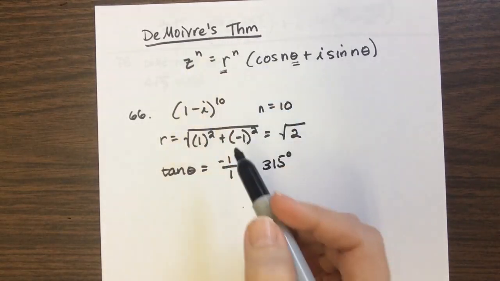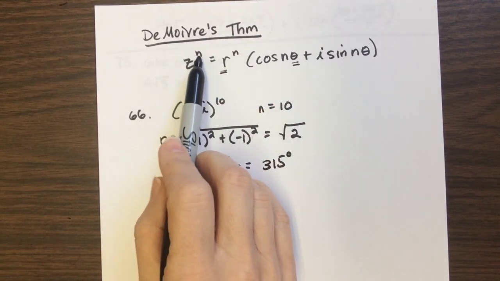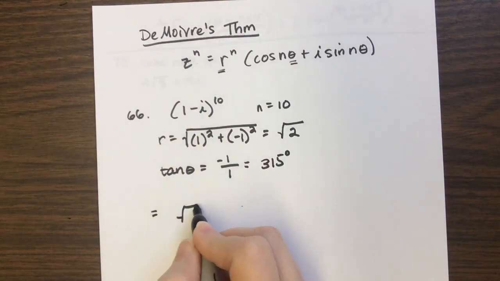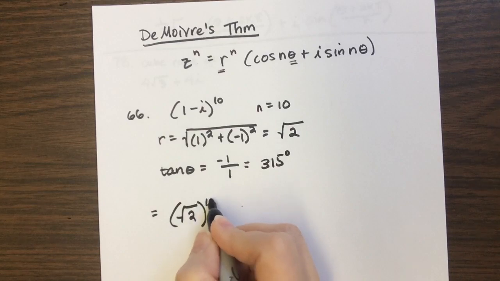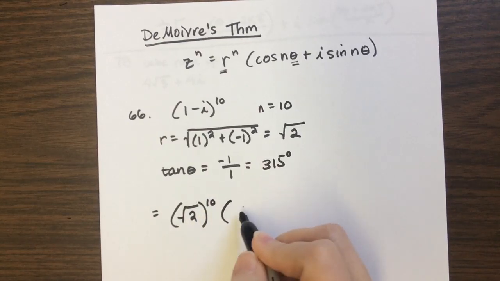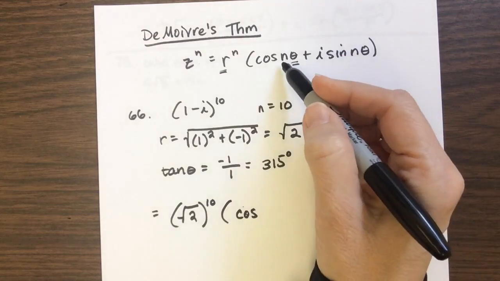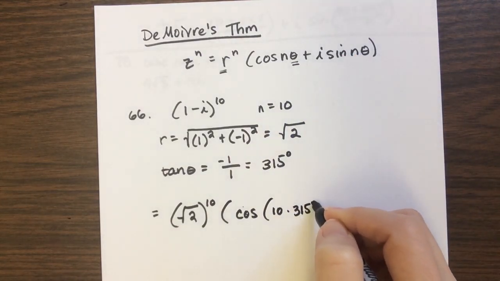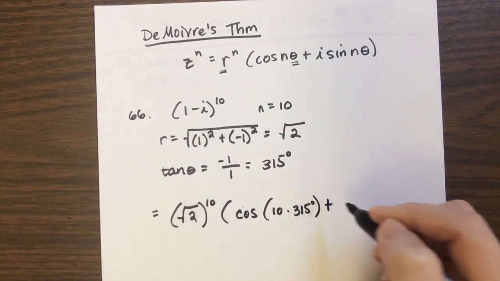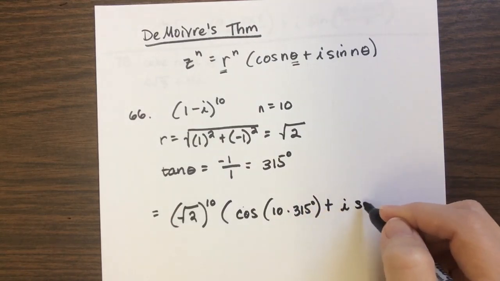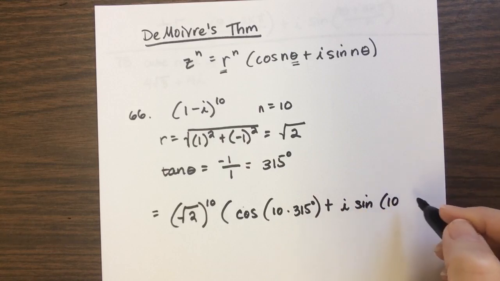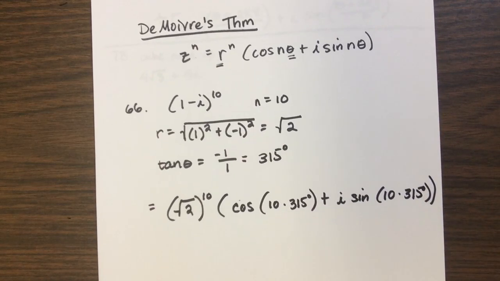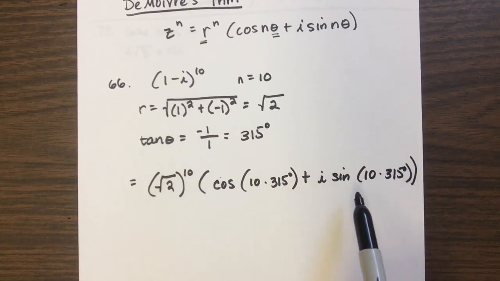That just means if I'm looking to see what this complex number is raised to this power, then I'm just saying that this is my r, square root of 2, raised to my n, which is 10 in this case, times the cosine of n times theta, so the cosine of 10 times theta, plus i times the sine of 10 times theta. Alright, so I just plugged that in.